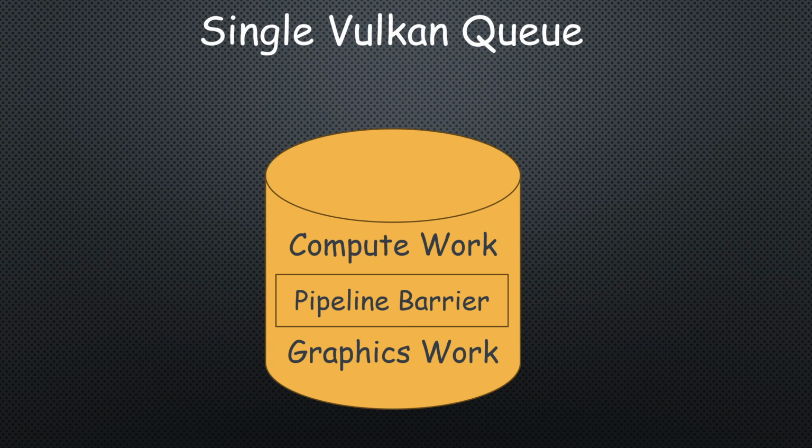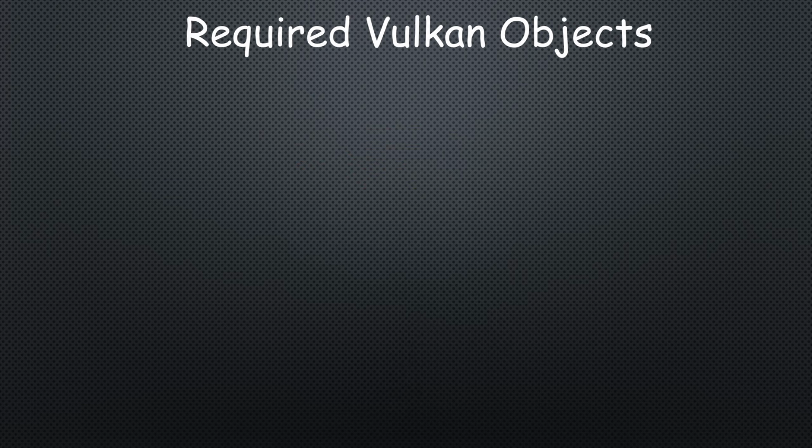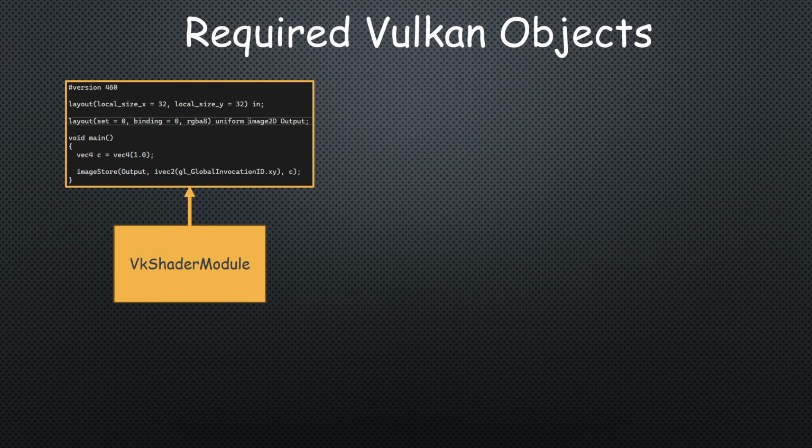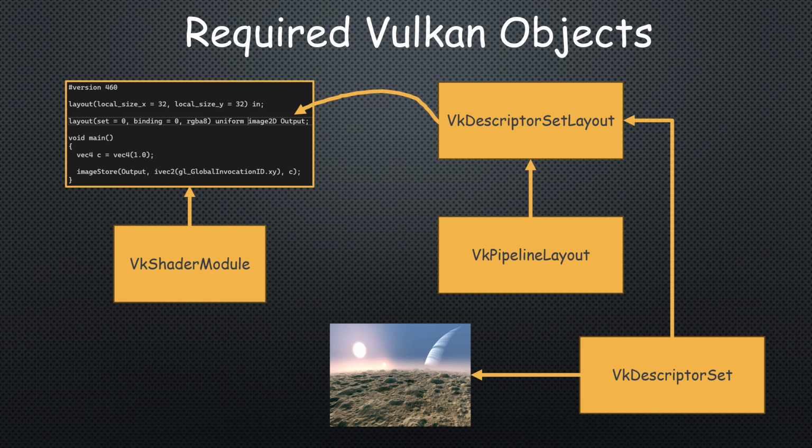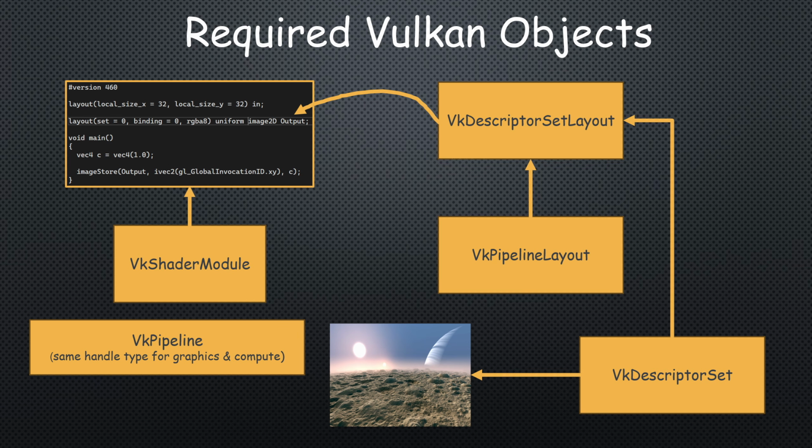For now, we will use a single queue. To dispatch stuff on the compute pipeline, we will need a single compute shader, a descriptor set layout and pipeline layout which describe the required resources and their binding points, a descriptor set with the handles of the actual resources, and a compute pipeline object. In addition, we will need to record the dispatch command into the command buffer.